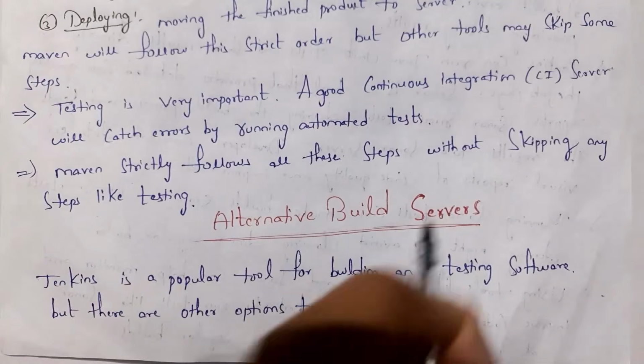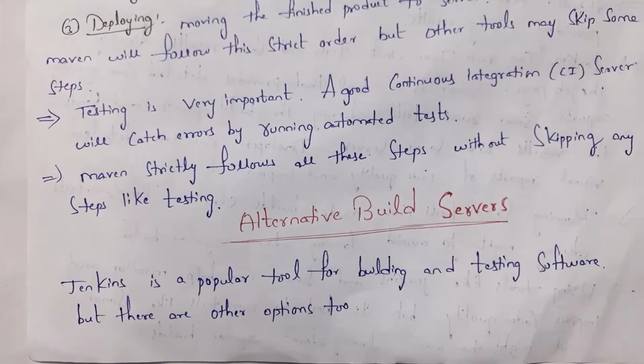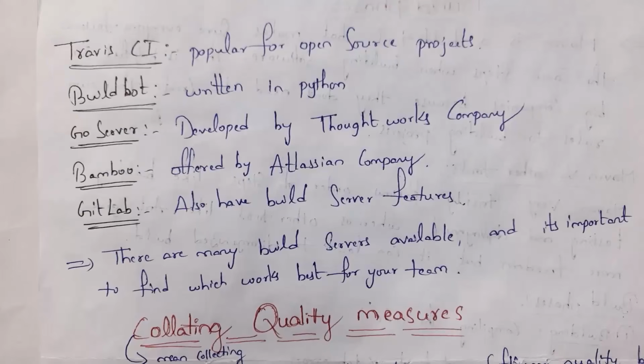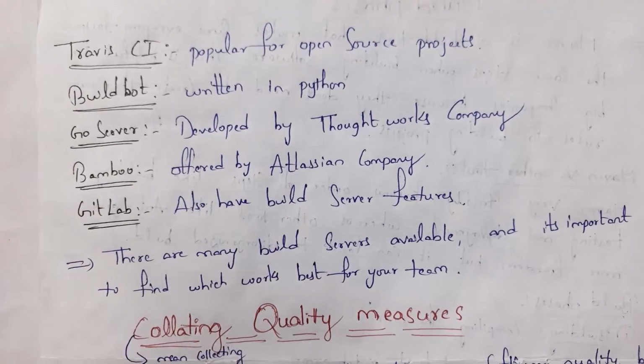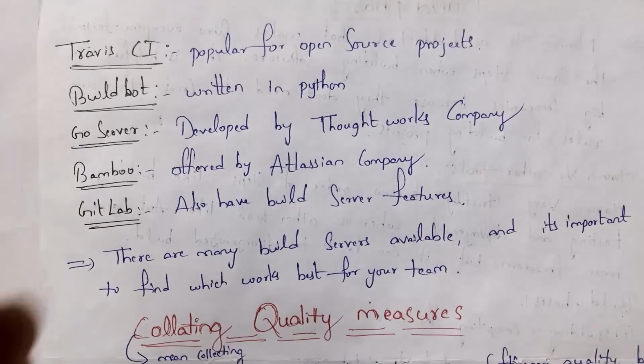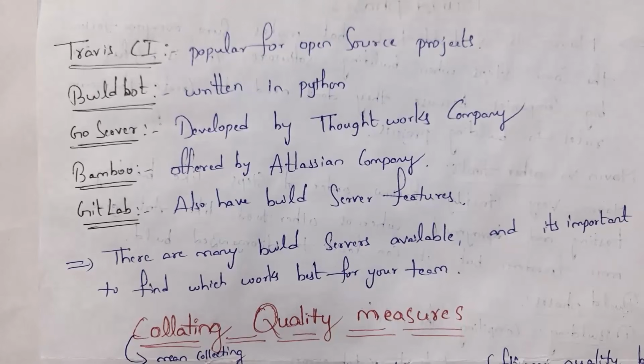Next topic is alternative build servers. Guys, Jenkins server is popular build server in order to perform building and testing of software. Not only Jenkins server, there are some other servers available. First one is Travis CI server. This server is popular for open source projects. And next one is BuildBot server. This server is built by using Python programming. And next one is Go server, developed by ThoughtWorks company. And next one is Bamboo server, offered by Atlassian company. And next one is GitLab. This GitLab also contains build server features. Not only these five, there are so many servers available. Based on your company and based on your need, you can select server.